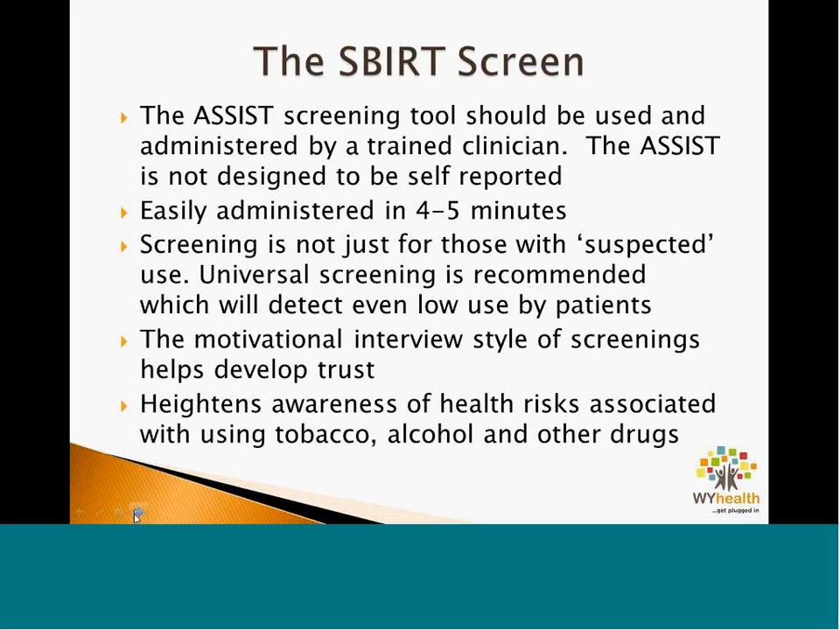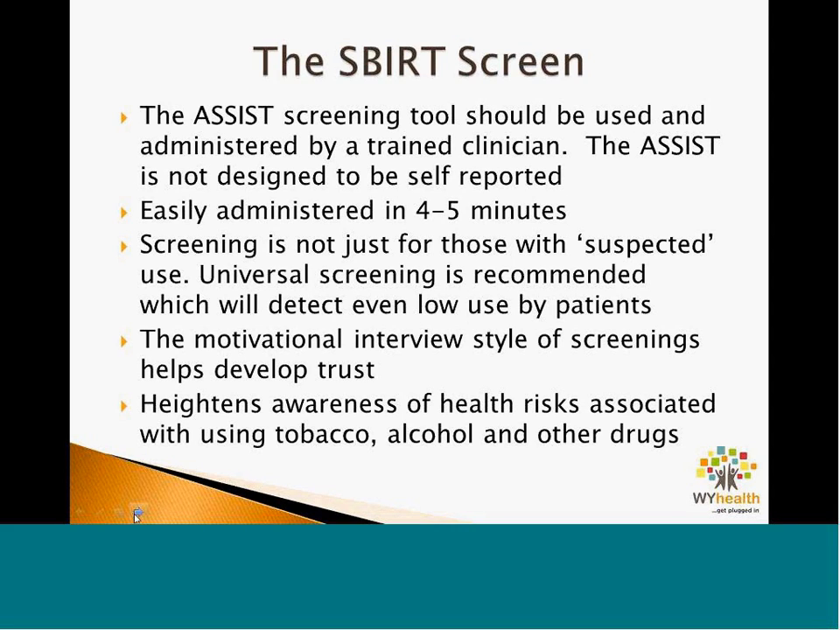The screening tool should be administered by a trained clinician. This was not intended to be a self-report, which means that this screening tool should not be given to the client to fill out. The beauty of SBIRT is that the intervention is completed one-on-one with the practitioner or with the nurse. This is easily administered in 4 to 5 minutes, and for those who screen at low or no use, it could be administered in less than 4 minutes if necessary.